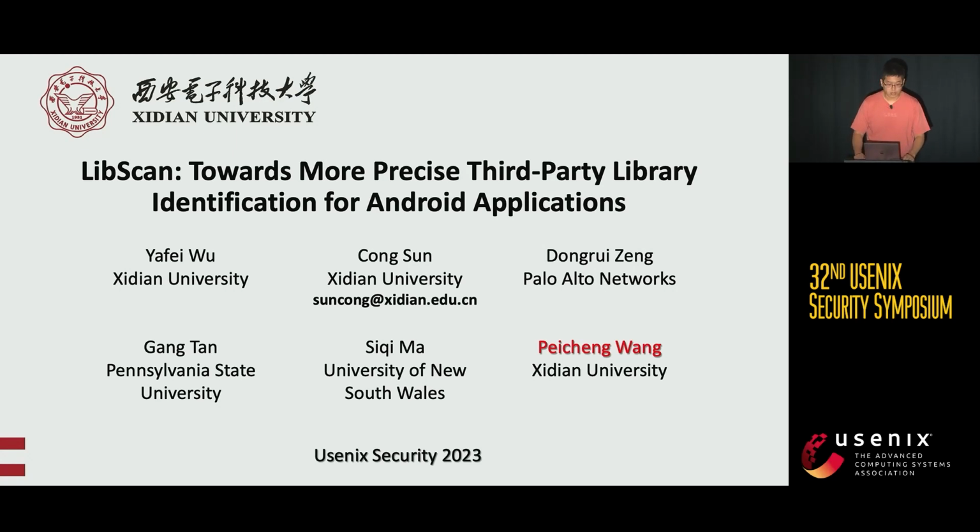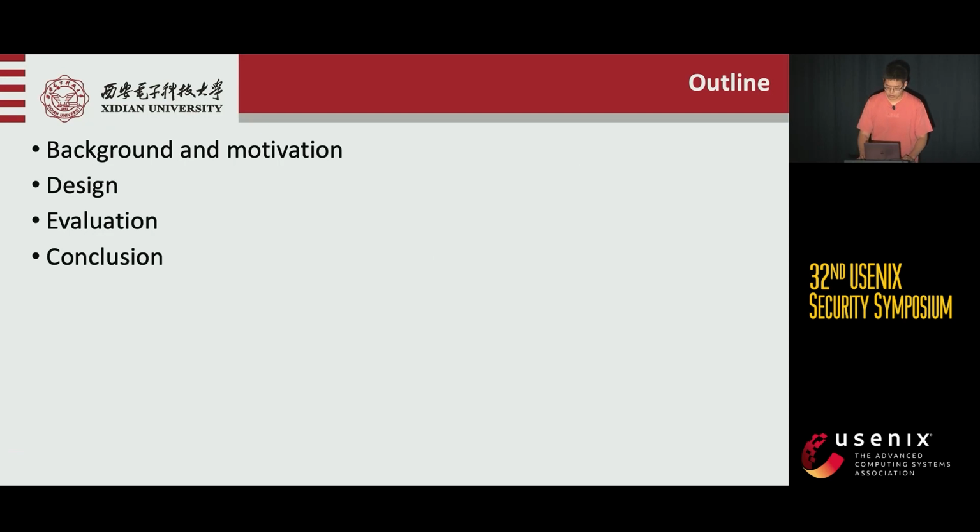Today we are going to talk about LibScan: towards more precise third-party library identification for Android applications. This work is about how to precisely identify the general purpose TPLs of Android apps using a static analysis approach. This is joint work with collaborators from Palo Alto Networks, Penn State University, and the University of New South Wales. This talk includes 4 parts, and I will start from the background and the motivation.